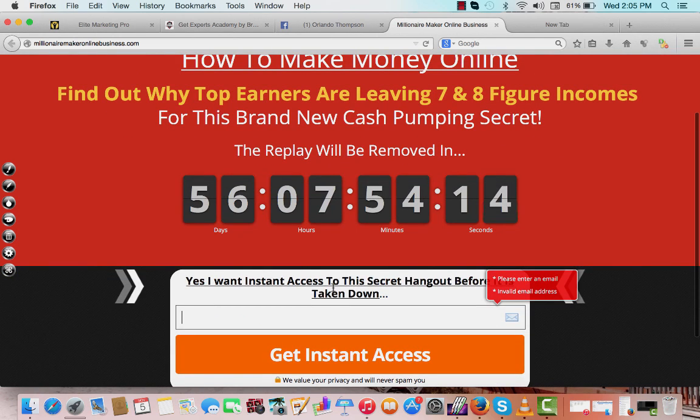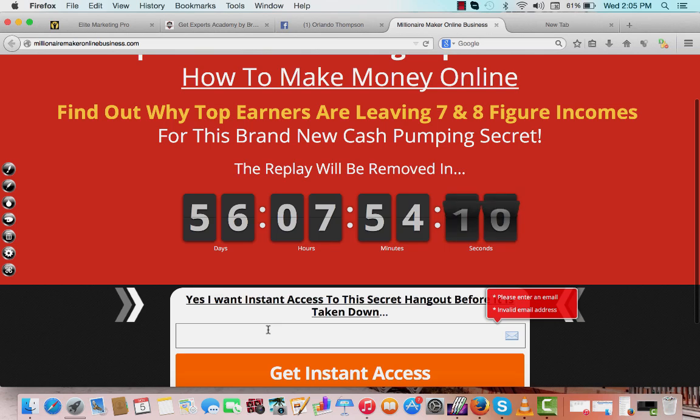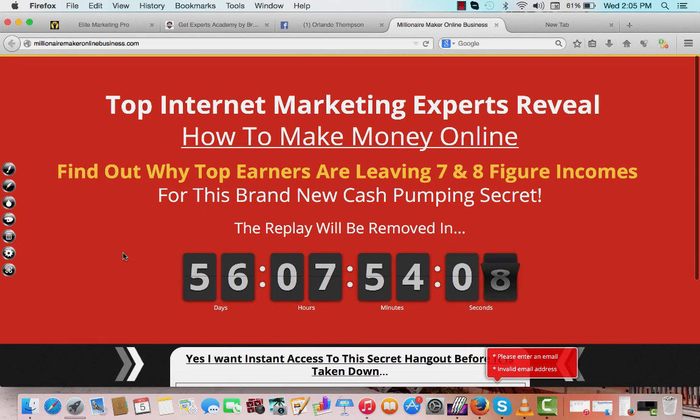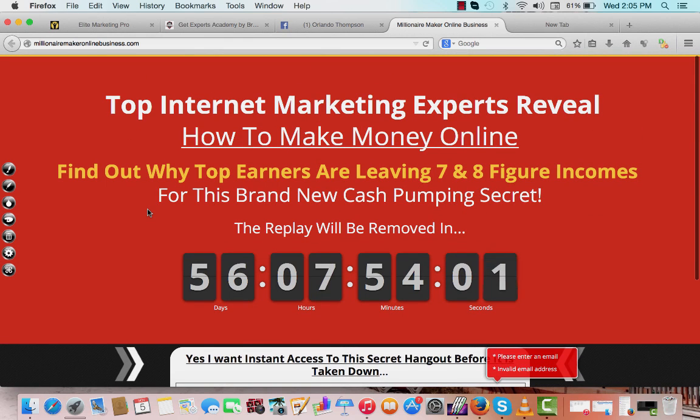And you want your opt-in form 100% of the time to be above the fold. The higher this opt-in form is on the page, so if the opt-in form was like right here, it would convert higher. It would convert higher almost 100% of the time. So I hope all of that makes sense to you, Orlando.